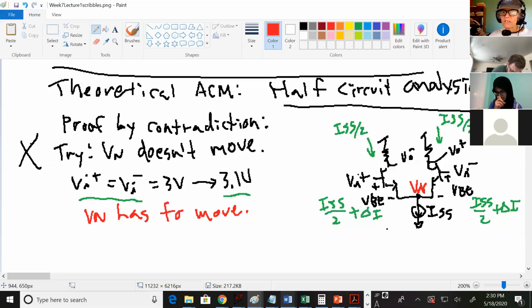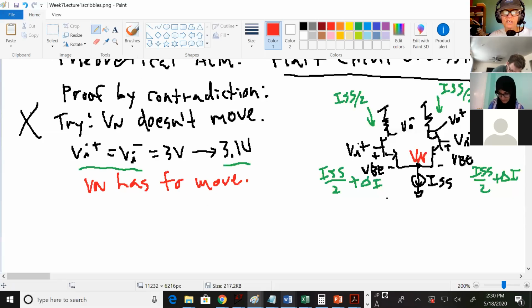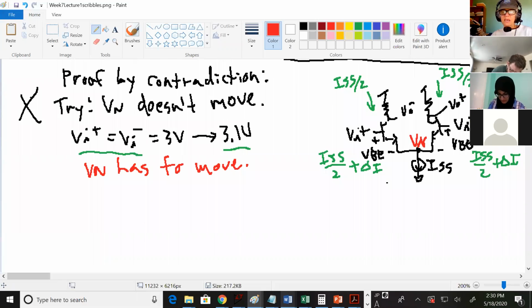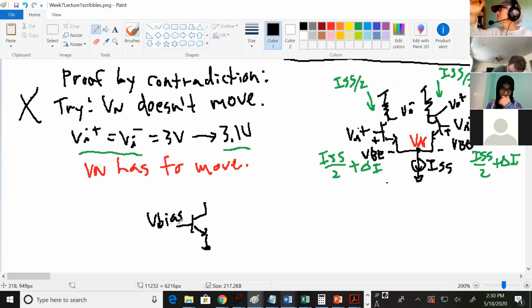So we have to find some other way to do our half circuit analysis. And what I'm going to do is let's look at the tail current source. The tail current source is basically a transistor with, so if you're using a current mirror for your tail current source, that's basically a transistor with a bias voltage on it. And the bias voltage comes from that biasing circuitry, the resistor and the diode connected transistor.